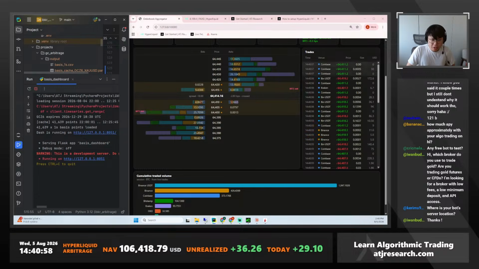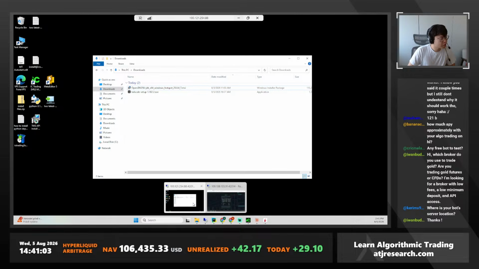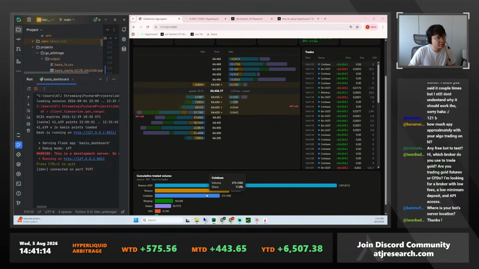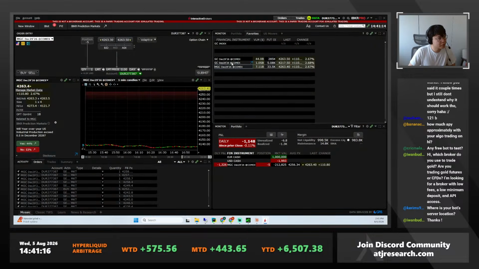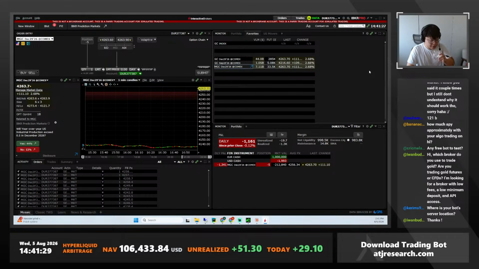Where's your bot server location? Right now it's located, well, depends. On Hyperliquid, ideally you want Tokyo servers, but it's too expensive for me to buy a server in Tokyo, so I use Frankfurt, which is fine with me. And when I trade gold futures, it's located in Chicago in the US because CME, right? Chicago Mercantile Exchange. I'm co-locating my server with the CME servers too, basically.